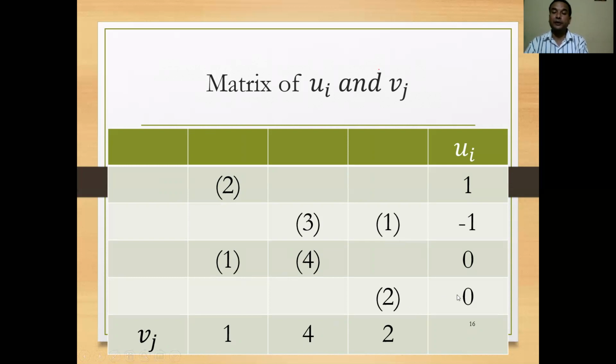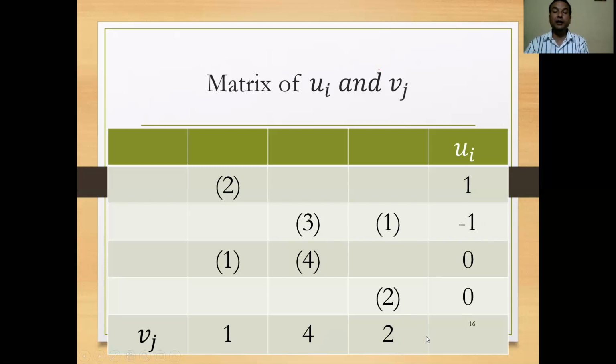Then V2 is 4, and 1 plus something is equal to 2, so this is 1. Then 4 plus something is equal to 3, so 4 minus 1, so this is minus 1. Then 4 plus 0 is 4. Then here 1 and minus 1, this will be definitely 2. So we have got Ui and Vj easily.